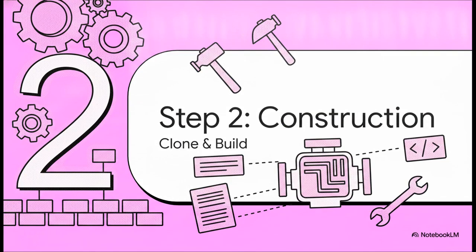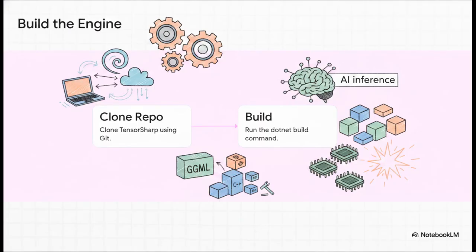Okay, moving right along to step 2, construction. With our foundation locked in, it's time to actually assemble the TensorSharp engine from the source code. And I promise you, this process is incredibly straightforward. First, you just clone the TensorSharp repository using Git. Second, you run the standard .NET build command.